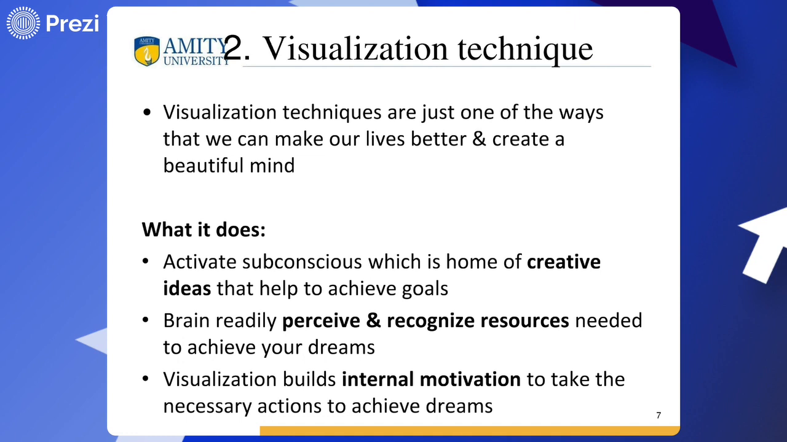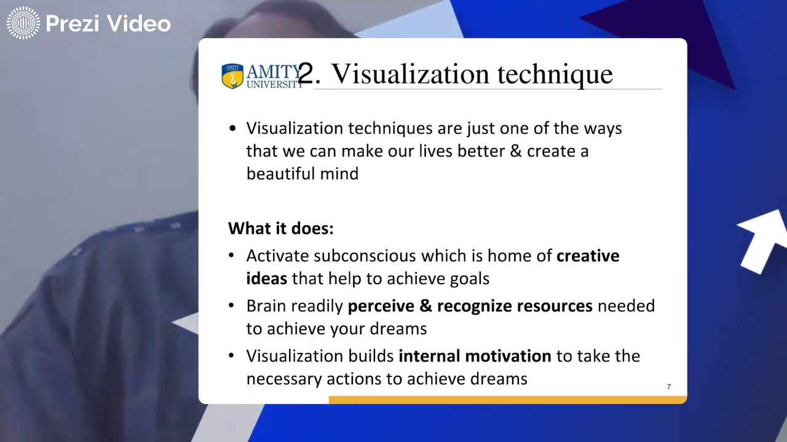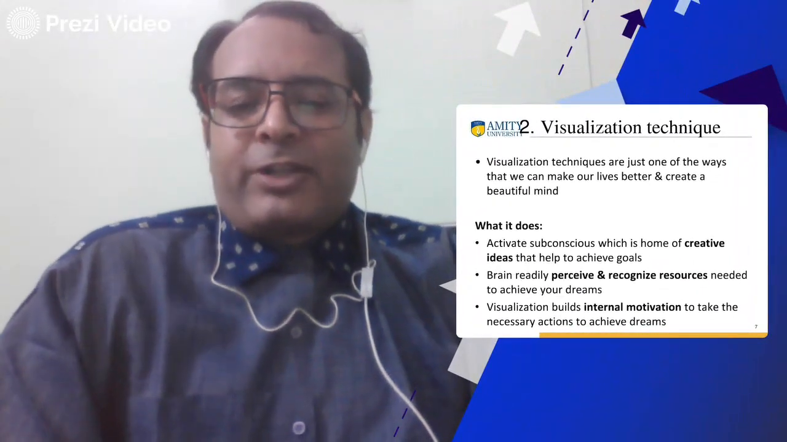The brain readily receives and recognizes resources needed to achieve your dreams. The brain needs instructions, clear-cut instructions. Any kind of confusion given to the brain will create a confusing output. Visualization needs conviction, it needs motivation, it needs demonstrations.